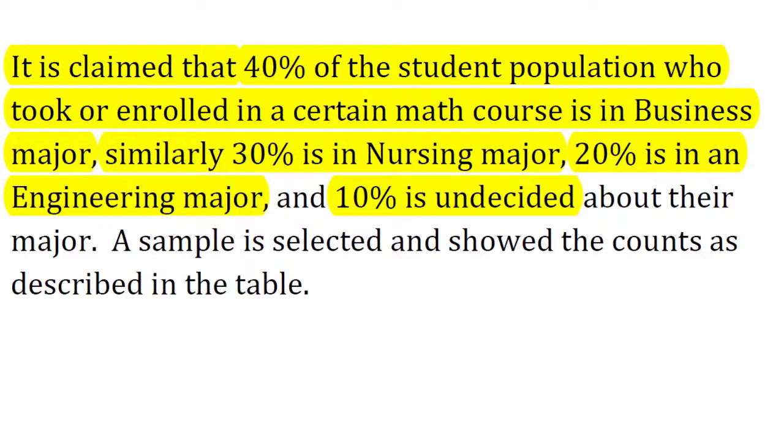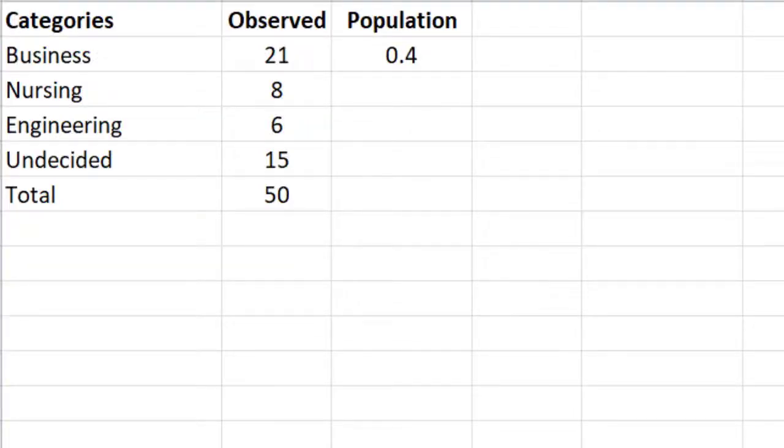So that now means we have the population proportions being distributed as following. We already had 0.4 or 40% as the proportion for the business major. Now nursing major is going to be 0.3 as for 30%. Engineering major is 0.2 as for 20%, and 0.1 or 10% for undecided.